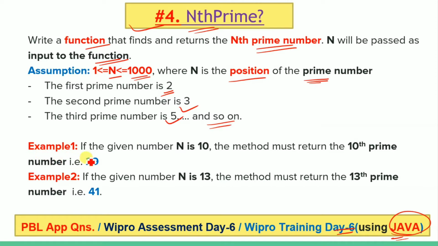The first example is, if the given number n is 10, then the method must return the 10th prime number, that is 29. Another example is, if the given number n is 13, the method must return the 13th prime number, that is 41. So, we will write the program for this question in Visual Studio Code.